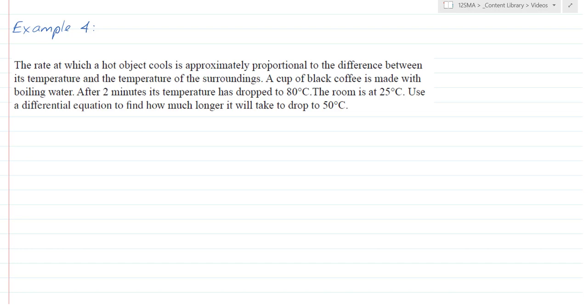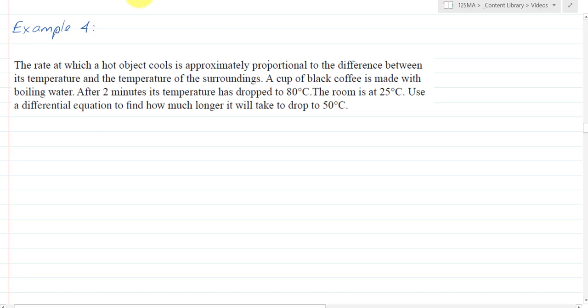Hi and welcome to video 7 in this video series from Unit 4 Topic 2 Specialist Mathematics. In this video we're looking at some further examples of Newton's law of cooling, which is a specific case of differential equations. So let's have a look at these examples now, starting with example 4 from my OneNote.